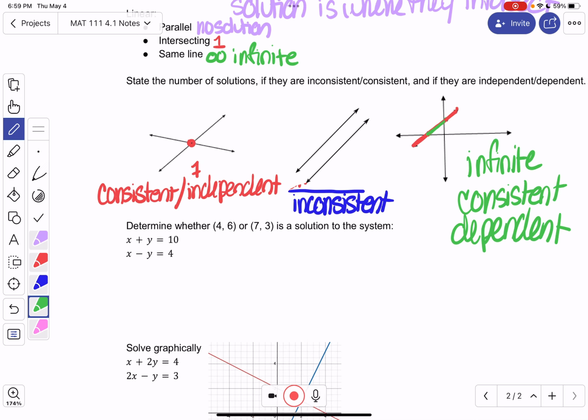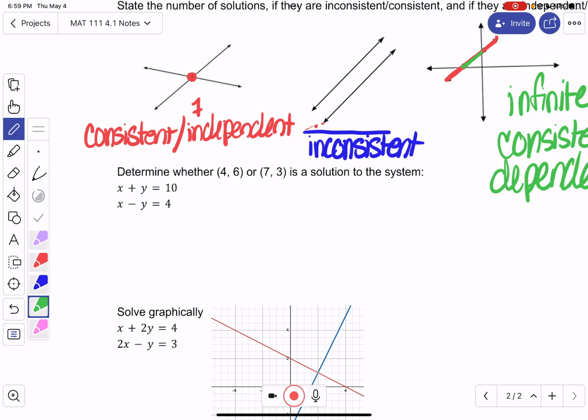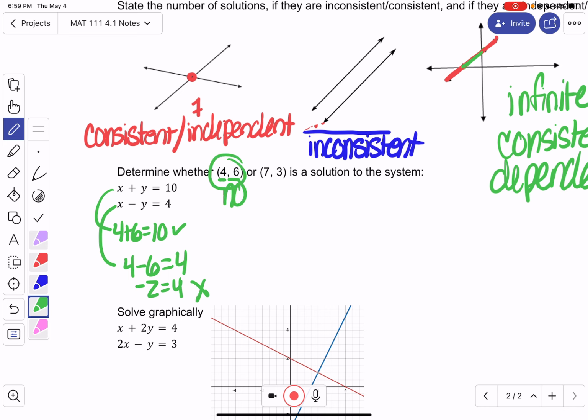If you're deciding whether a point is a solution, plug it into the equations and see if it's true. In order to be a solution, it has to make both true. So let's look at 4, 6. 4 is x, 6 is y. If I plug them into this one, 4 plus 6 equals 10. That's true. Now we'll plug them into the bottom one. 4 minus 6 equals 4? Well, 4 minus 6 is negative 2. That is not 4. So this is not a solution. It doesn't work in both equations.